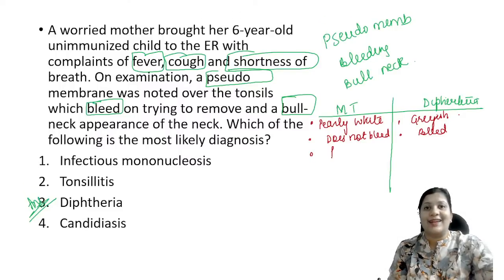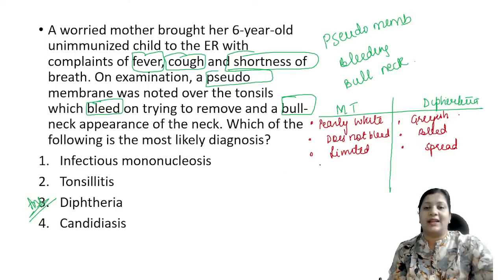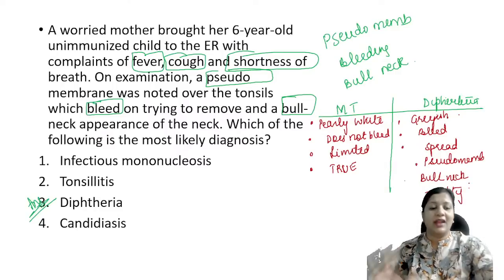Now, in membranous tonsillitis, the membrane is limited to the tonsil, whereas in diphtheria, it will spread to the adjacent tissues like the oropharynx, larynx, palate, tongue base, etc. In membranous tonsillitis, the membrane comes from the tonsillar tissue, hence it is a true membrane, whereas in diphtheria you will get a pseudo membrane. And additionally, you will get bull neck, toxicity. All of these are features of diphtheria. So this is a very quick important revision pointer that you should know to differentiate membranous tonsillitis from diphtheria.